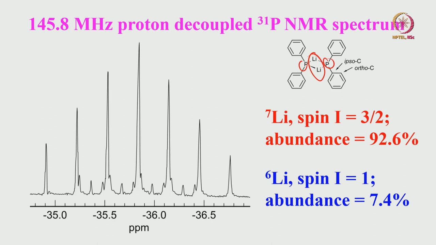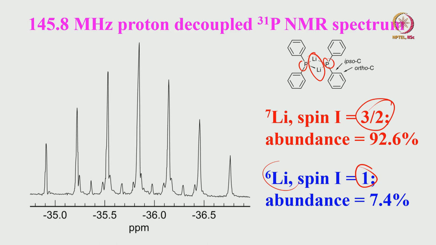Remember, lithium has 2 isotopes, lithium 6 and lithium 7. Lithium 7 spin is 3/2, lithium 6 is spin 1. We already discussed boron, spin 3/2 and boron 10, spin 3. Here the spin is 1, not 3, that is the difference.